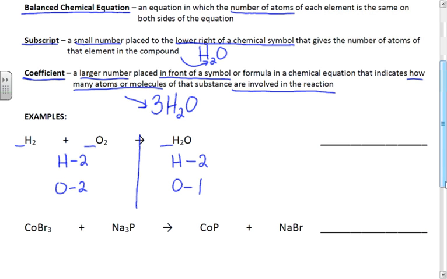So the only way that I can get the oxygen on the product side to be the same as on the reactant side is to multiply it by 2. In every case here, we're trying to find a number to multiply by. We cannot add, it's only multiplying.